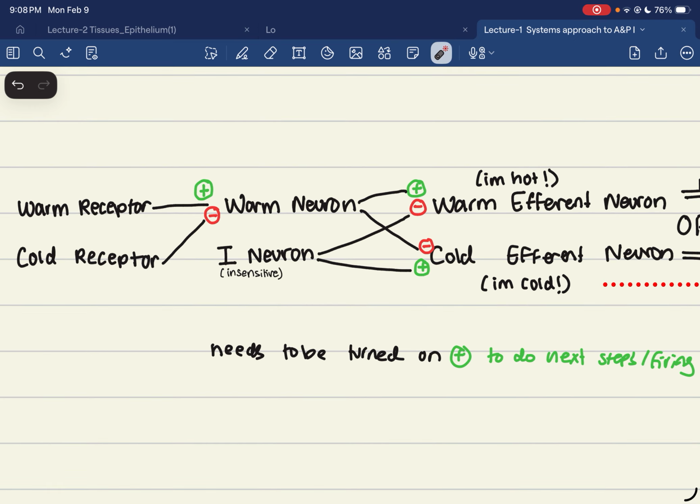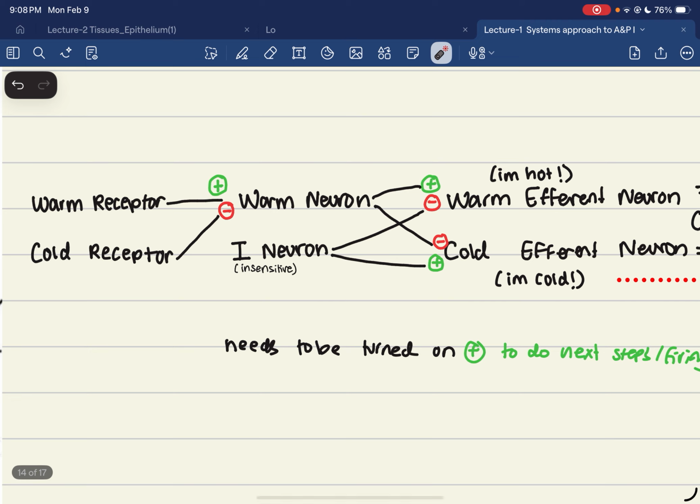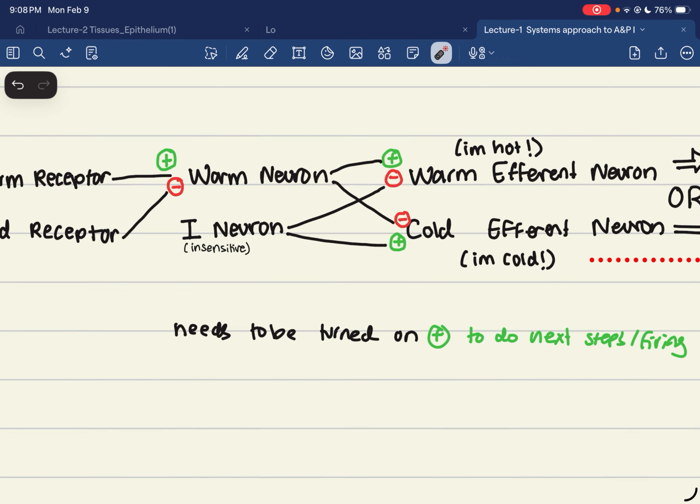Okay, and so now we can follow the pathway. So you have a warm receptor or a cold receptor. The warm receptor will send a positive, which is a turn on message, to the warm neuron. The cold receptor will send a negative, or inhibiting, or turn off message to the warm neuron. And whoever wins, we can then decide whether the warm neuron will be turned on or off.